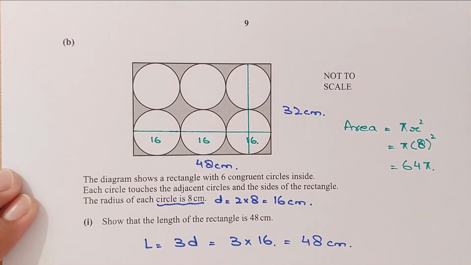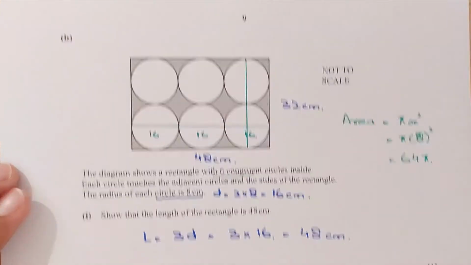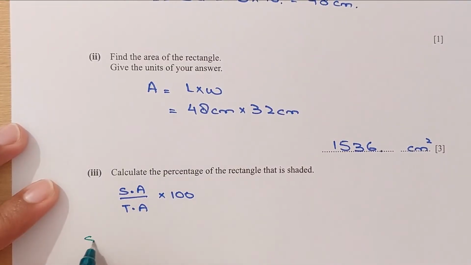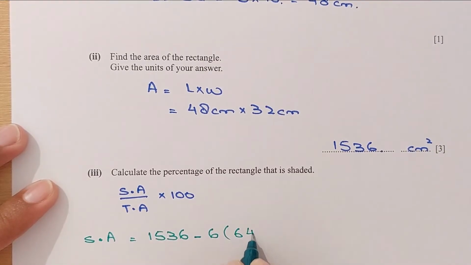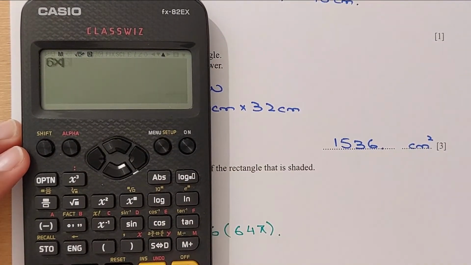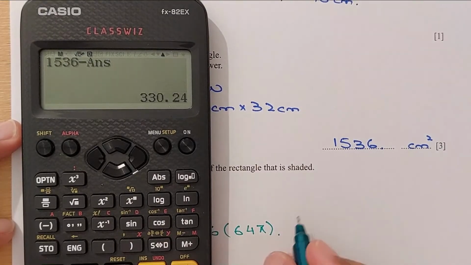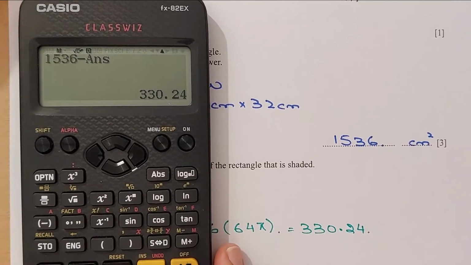As we know, we have 6 congruent circles inside the rectangle. So for the shaded area, we have to do total area minus 6 times the area of a circle. The total area is 1536, the area of the rectangle, minus 6 times the area of a circle, that is 64 pi, right? So let me simplify. 6 times 64 times 3.14, and 1536 subtract that answer. This is 330.24.